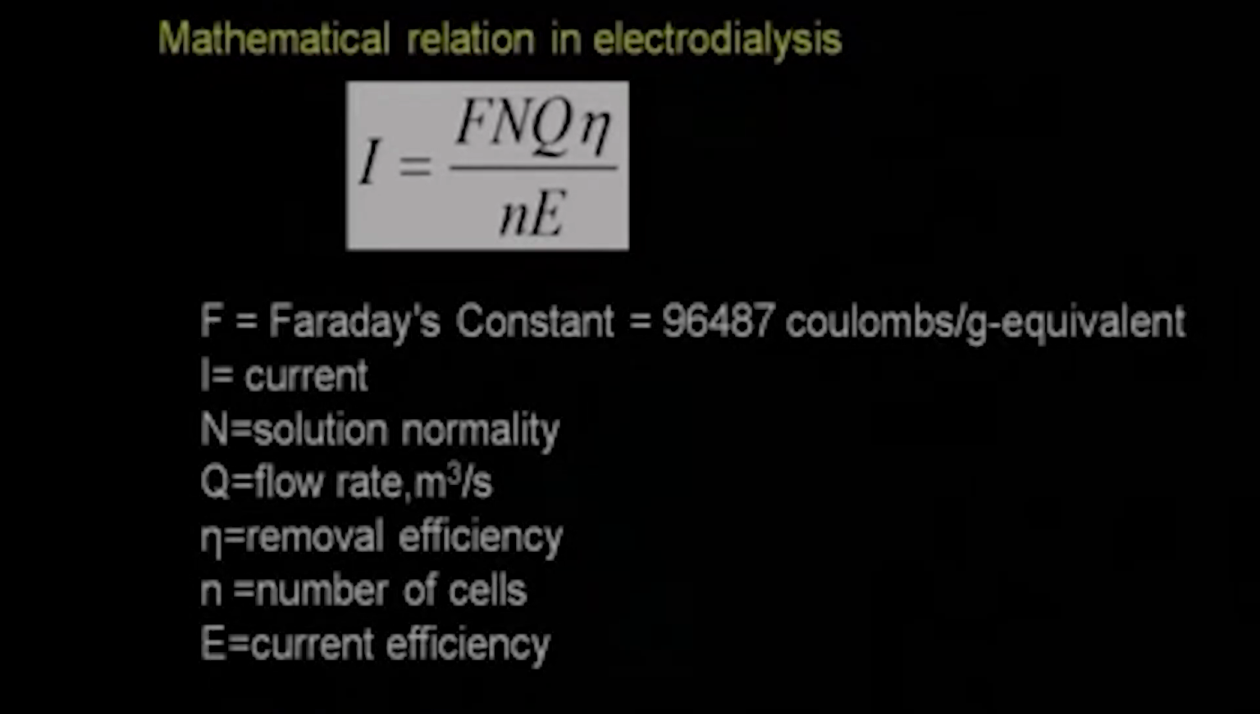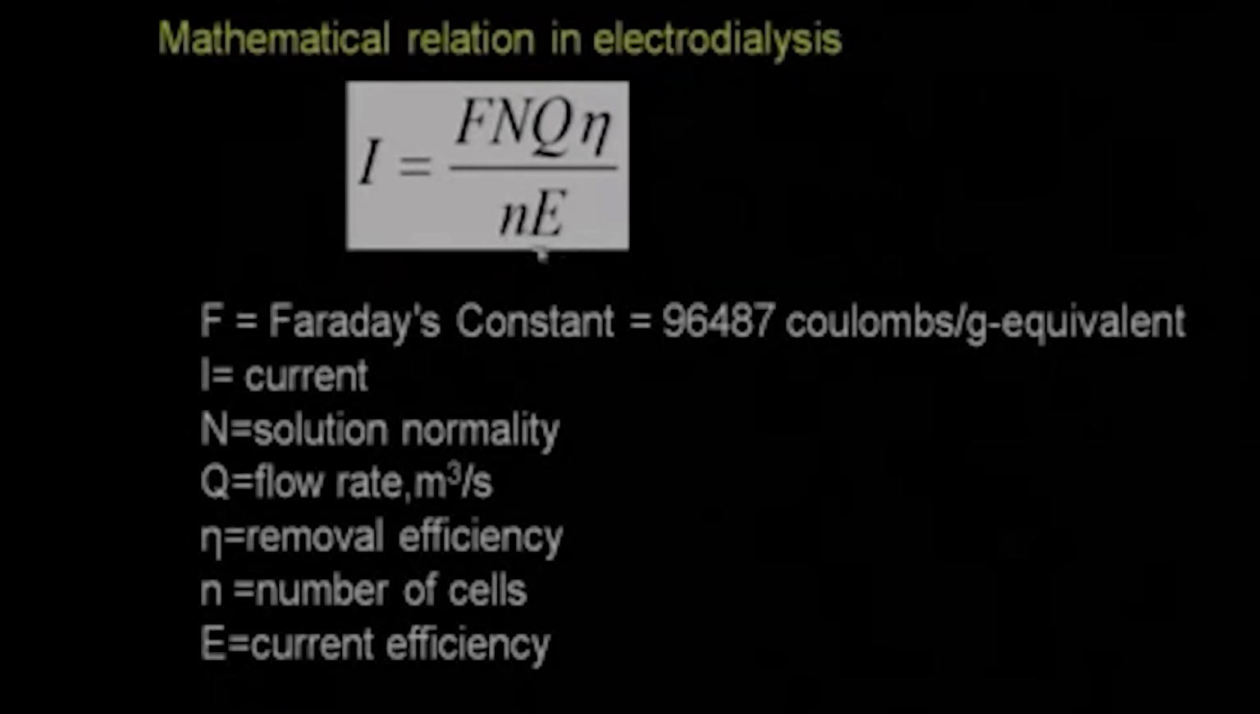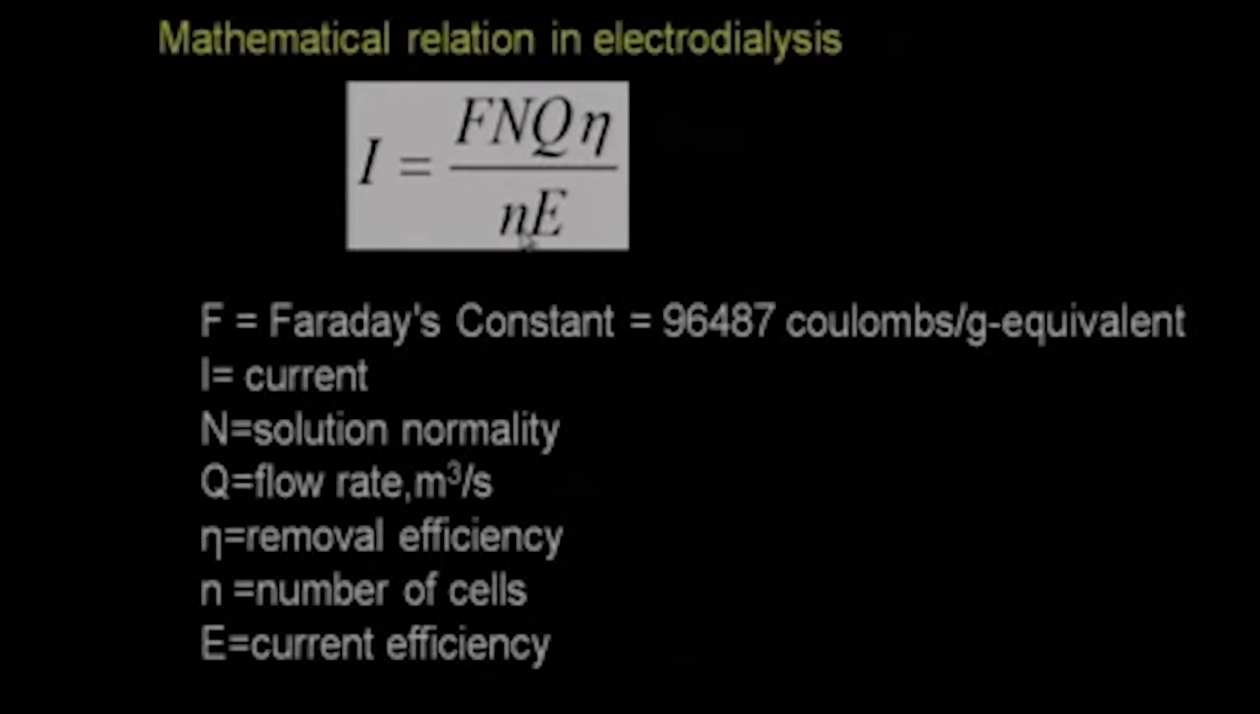Okay. Now using this equation I can calculate, if I know the flow rate, if I know the efficiency factors, this efficiency and this efficiency, okay, and N gives you the number of cells. So if I know all these, I may be able to calculate what will be I, that means what will be the current.